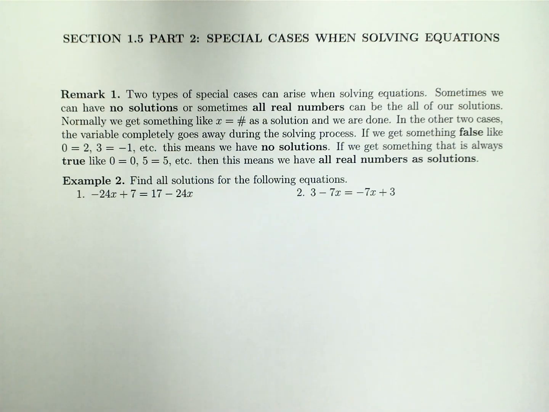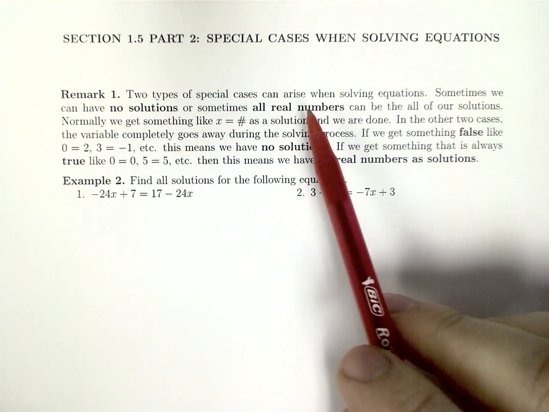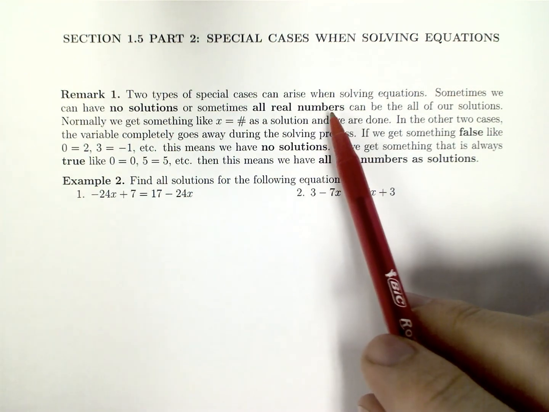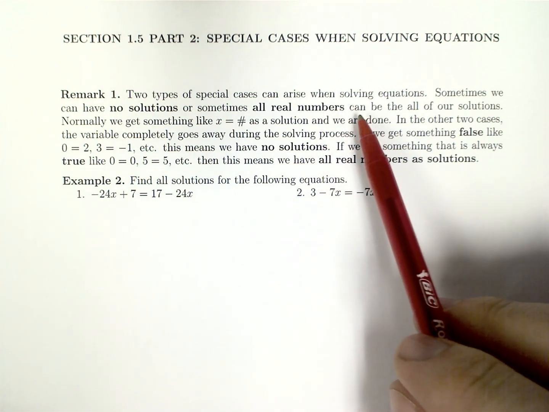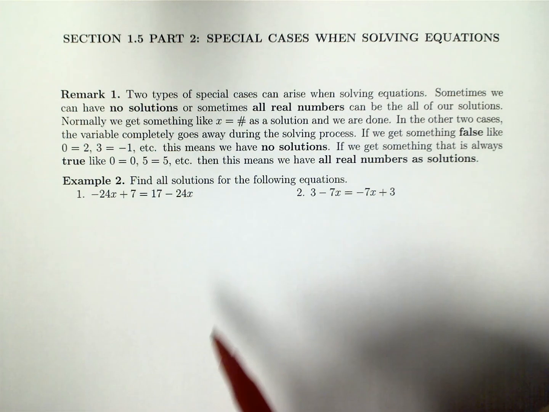In this lecture, we will be going over special cases when solving linear equations. And not just linear equations, as it turns out, it will actually apply to a lot of other equations as well. So, two types of special cases can arise when solving equations. Sometimes we can have no solutions, and sometimes we can have all real numbers being solutions. So infinitely many, as it turns out, basically can be all of our solutions.